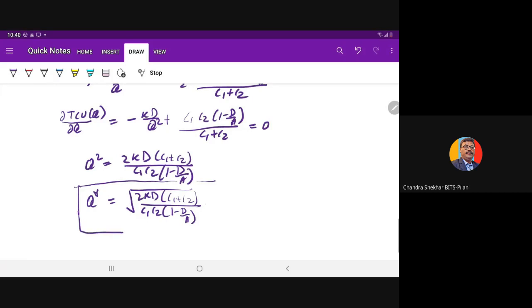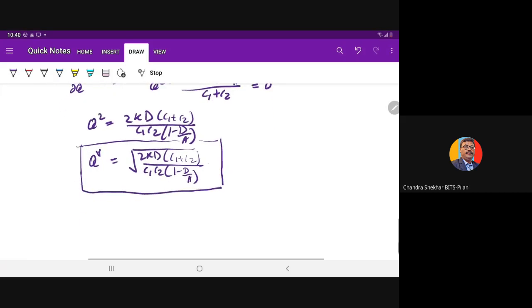And this Q star is what? It is the economic order quantity. This is the economic order quantity, which means this much is the quantity which we should order.